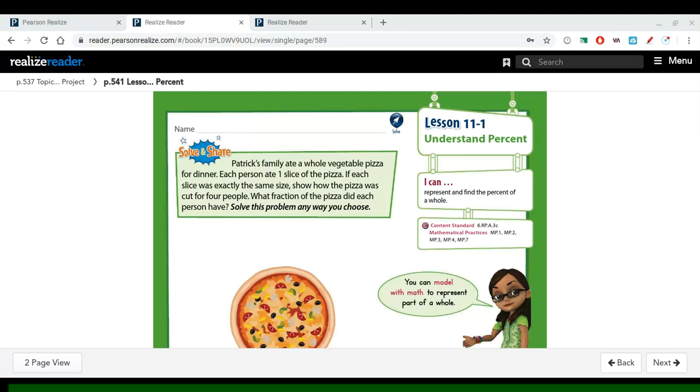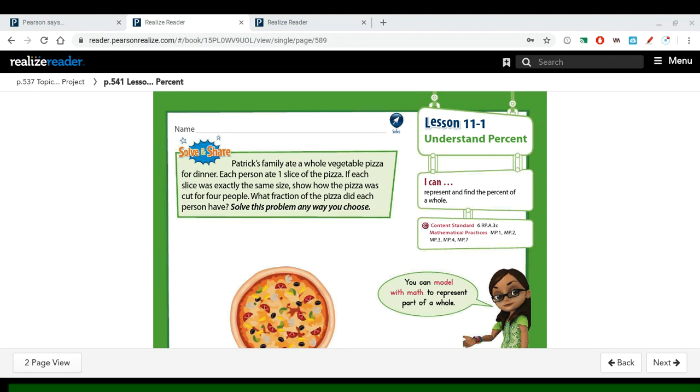So, for this topic, we're really going to be diving in and looking at what percent means and different ways that we can use percent to solve problems. For this lesson, we can understand percent by representing and finding percent of a whole.